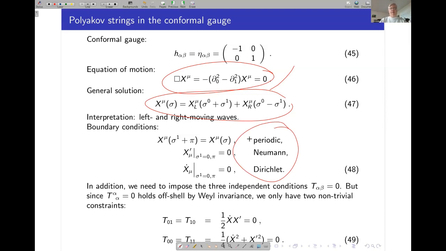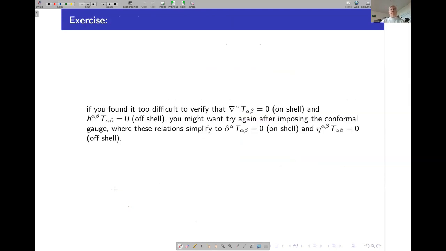to impose the constraints. And taking into account that the tracelessness of the energy momentum tensor already holds without using the equations of motion, we have only two remaining independent conditions that we have to impose. And we will see today how we can do this in practice. Okay, that was a side remark.